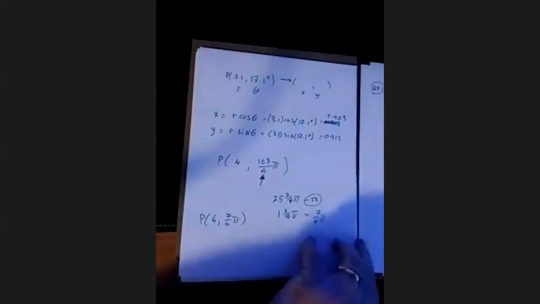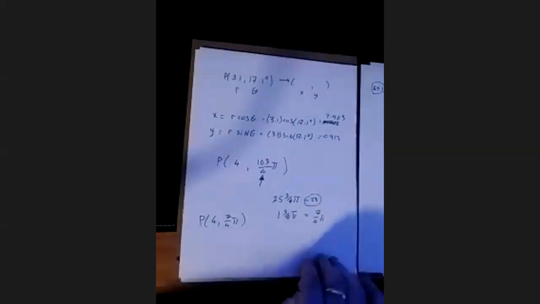We good now? Thanks, Skylar. I forgot that choice. So let's do the reverse. How do you take Cartesian and convert to polar?